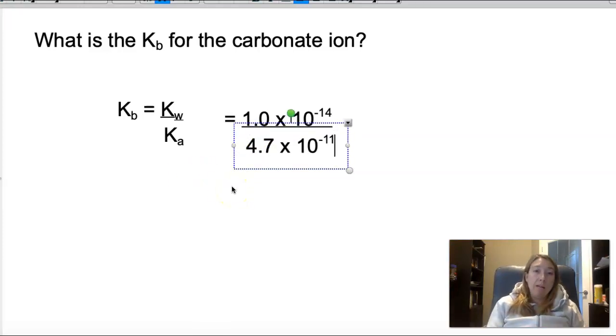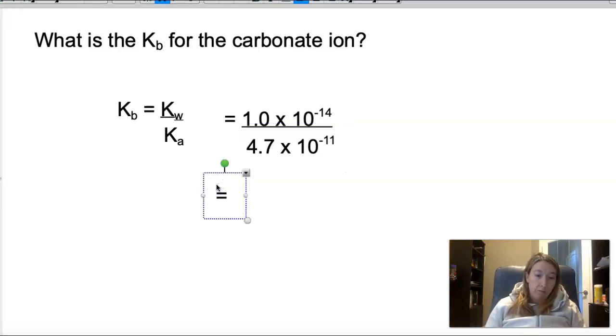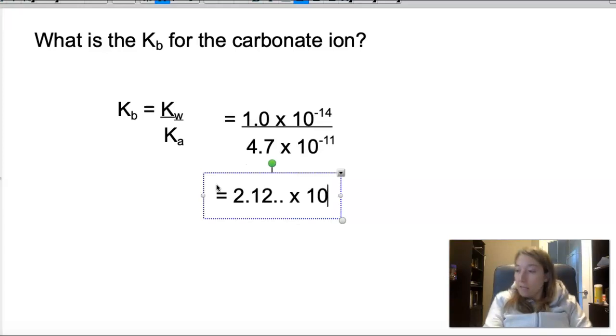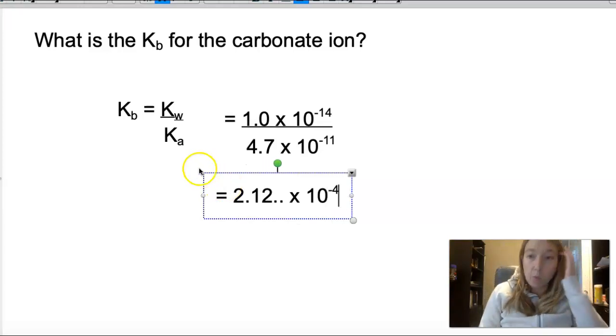Okay, once we do that, that's going to give us what our Kb is for this. Calculator's in a weird setting. Okay, 1 times 10 to the negative 14 divided by 4.7 times 10 to the negative 11. So we're going to get 2.12, and that number keeps going, times 10 to the negative 4.